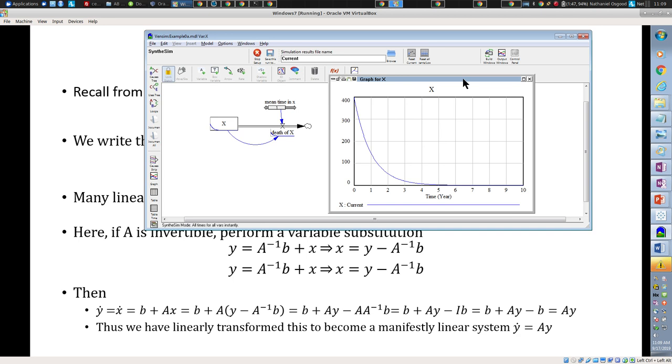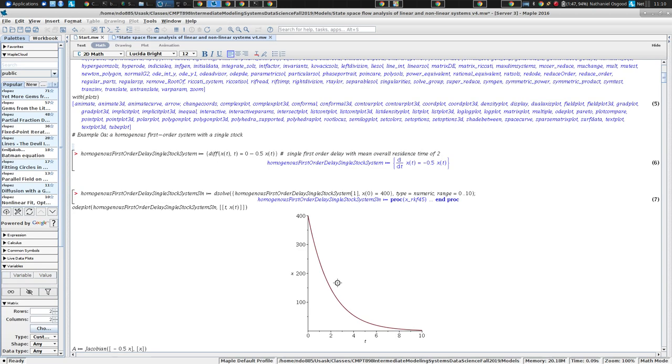And as X approaches zero, the number of bacteria dying per unit time is very small indeed. Even though the mean time in that stock is the same, even though the chance per unit time each bacteria will die is the same, there's just fewer bacteria remaining, and so the number of bacteria per unit time that die becomes very small, right? Familiar? Okay, and we see that created here from this stock and flow model within Maple, right?